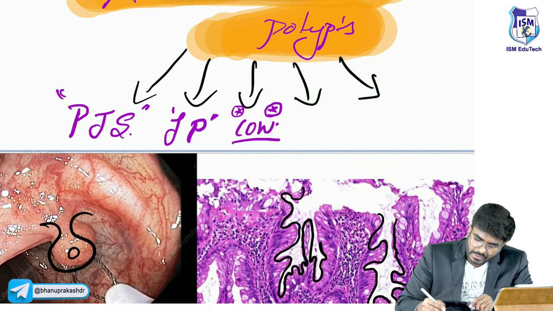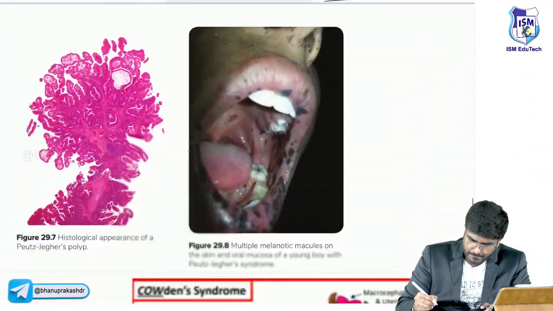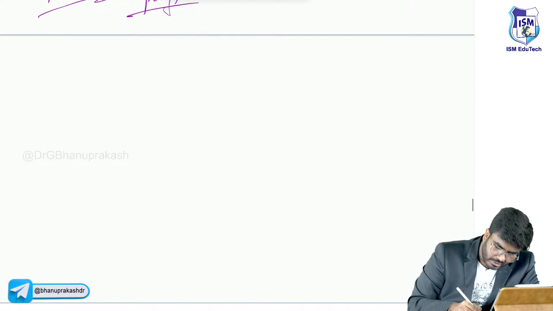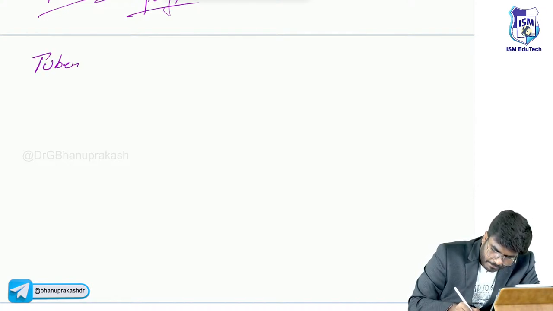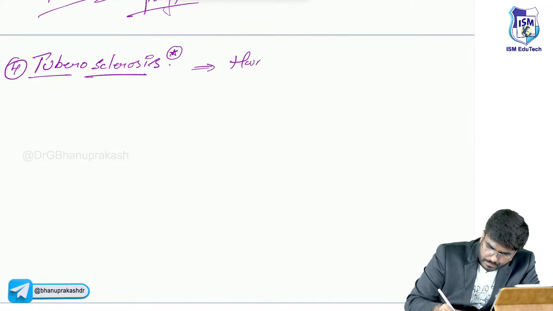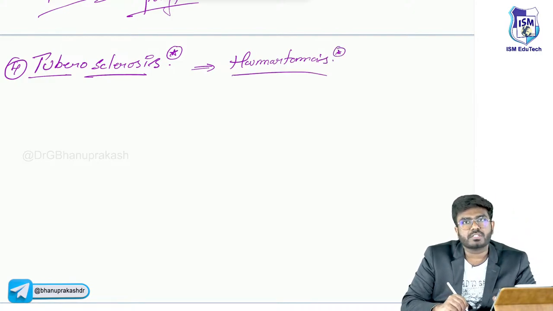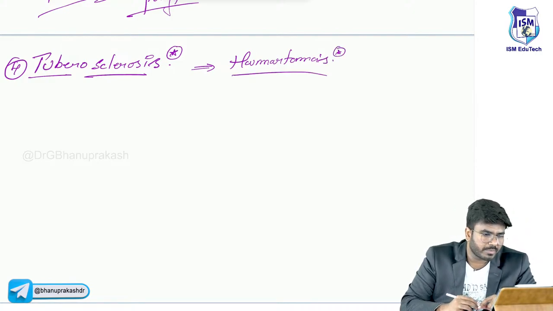Any other conditions? Let me write here. Now, tuberous sclerosis, the fourth condition which I am writing. In tuberous sclerosis, the patient is going to develop hamartomas, hamartomatous polyps, are going to be seen.